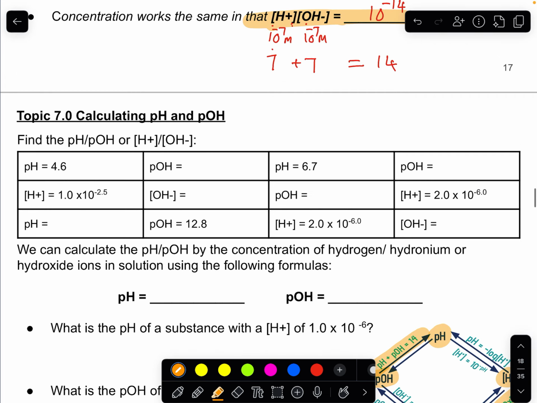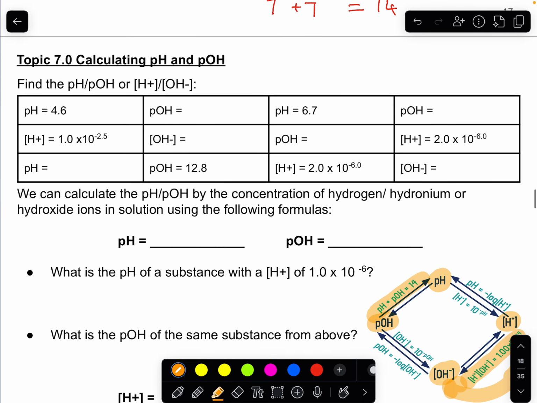Now let's do calculations. Do the first ones, that's easy. pH is 4.6, so pOH will be 9.4, because it is 14 minus 4.6. Next one, pH is equal to 6.7, then pOH will be what? 7.3. And there is one more like that. The pOH is 12.8, so pH is going to be 1.2. That is very easy, right? When you get a pH, you can just find this part and subtract.